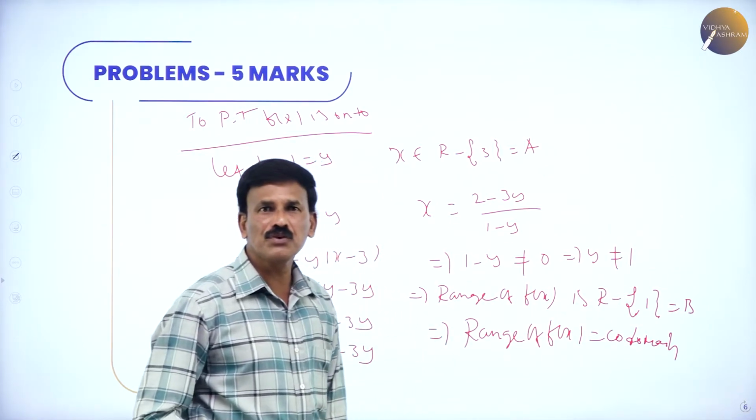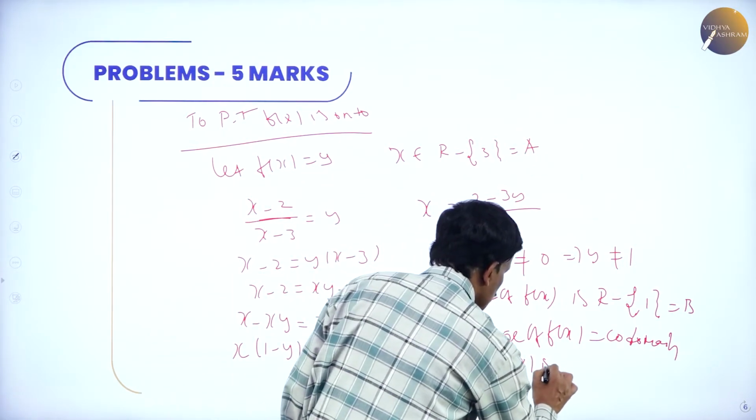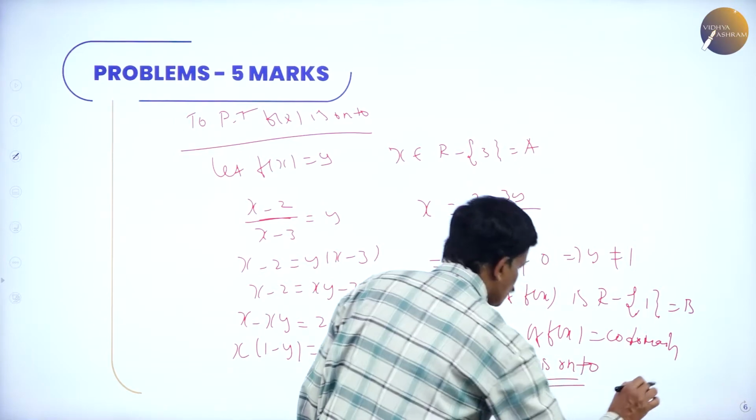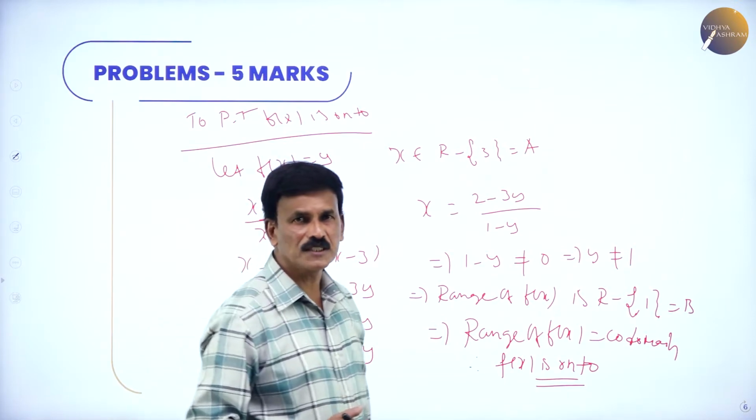So, what do you say? Therefore, f of x is an onto function. That's it. So, that means f of x is both 1-1 and onto. It is a bijective function. That is to be verified.